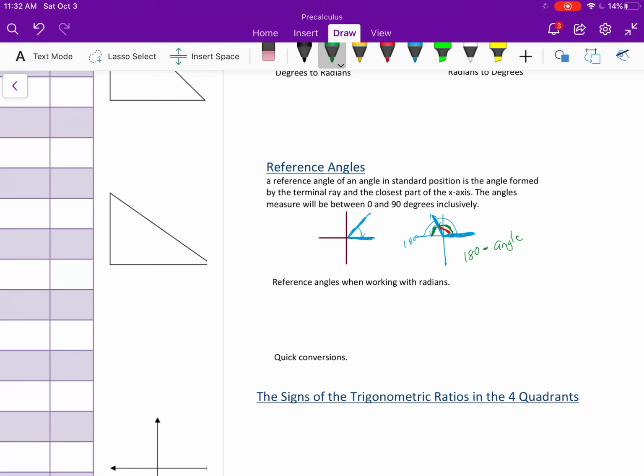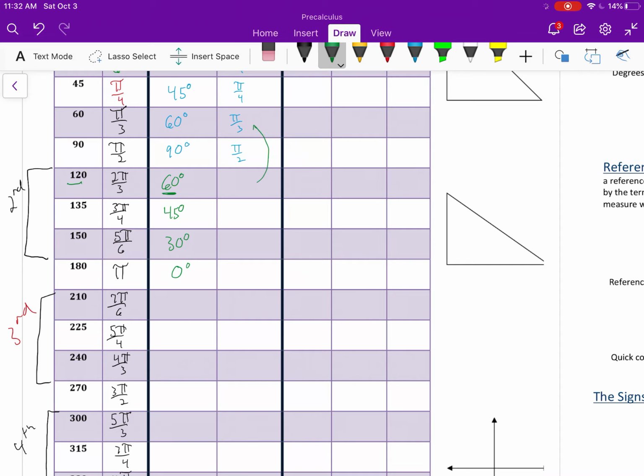So if we converted 60 degrees to radians, we can look up above here, and it's going to be pi over 3. And then 45 degrees converted to radians is pi over 4. And 30 degrees to radians is pi over 6, and 0 is 0. So that's one way to look at it, and it's helpful because we can quickly fill out this chart. So we'll find our reference angle in degrees, and then just change those to radians.